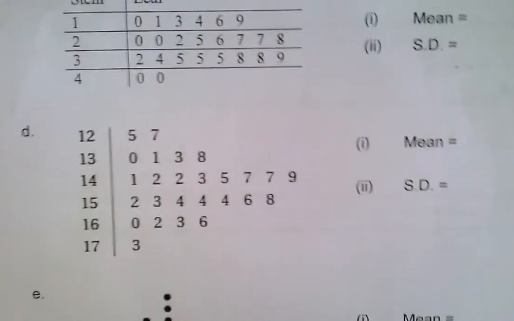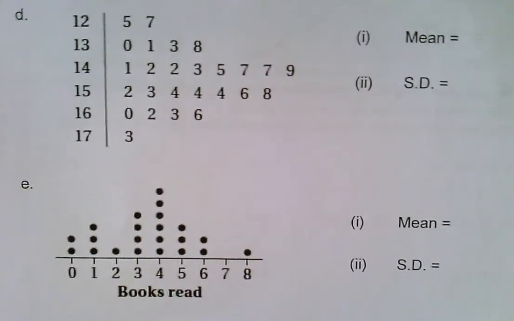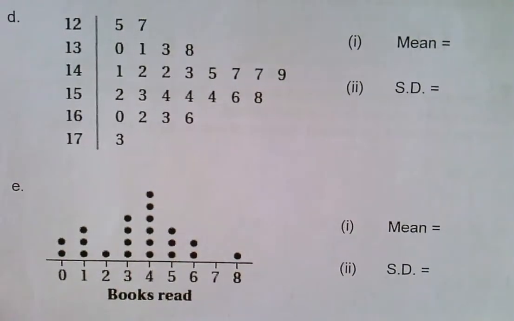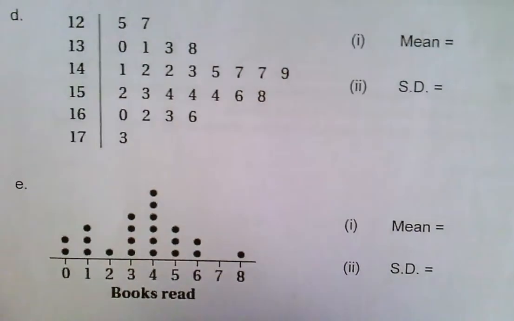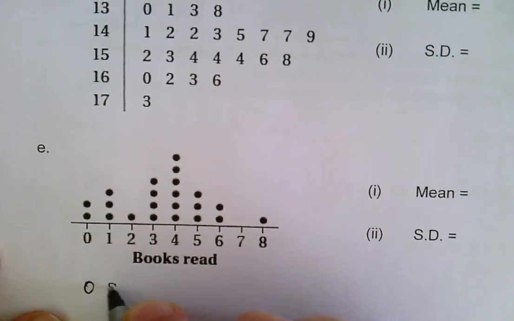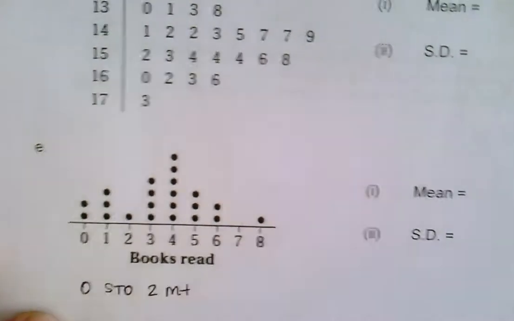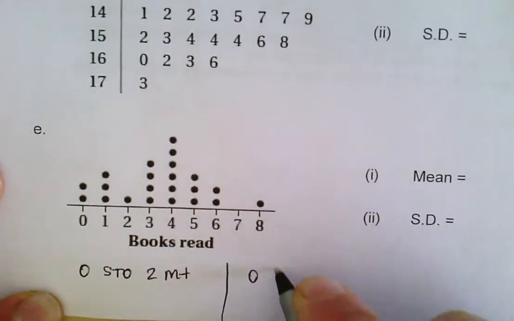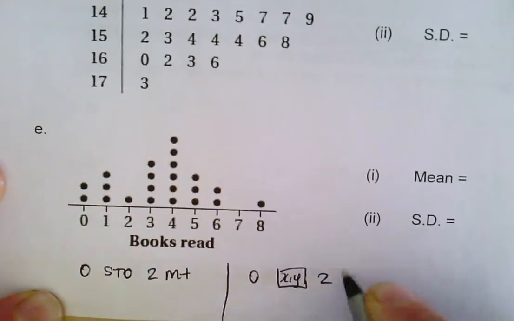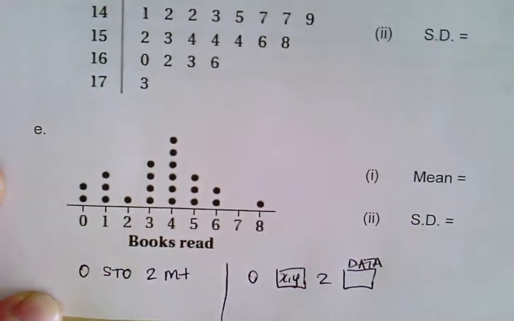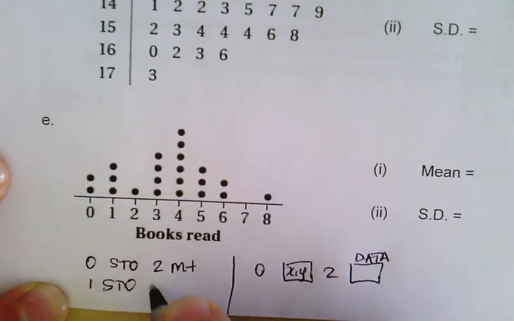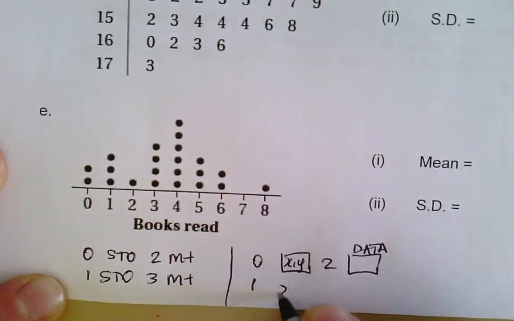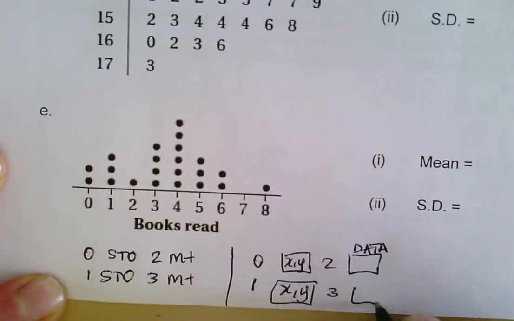Not very much fun, but tell me how to enter this dot plot into the calculator. Would you do it as individual numbers, or what would you do? Wouldn't you go 0, STO, 2, M plus? Or for the people with the Sharp EL, whatever it is, you would go 0, XY, 2, data. Got it? Then you would go 1, STO, 3, M plus for the blue calculator people. Or you would go 1, XY, 3, data.